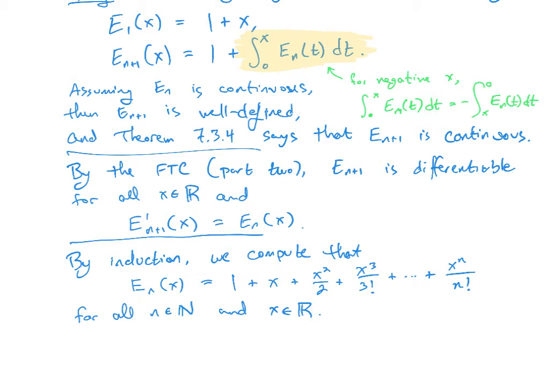Okay, so I'm just claiming that by induction you can see this. The inductive proof, you would say, well, it's true by definition for e sub 1. And then if you assume that formula holds for e sub n, you get the formula for e sub n plus 1. Okay? Good.